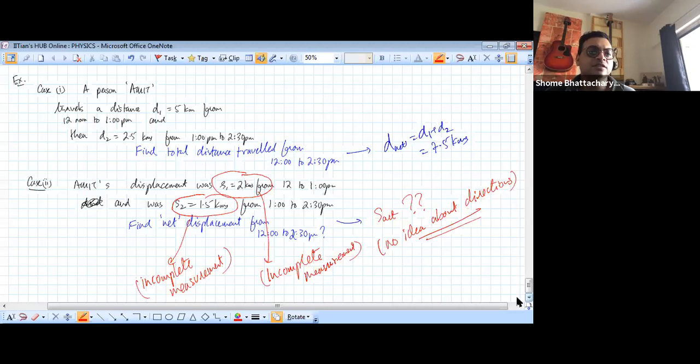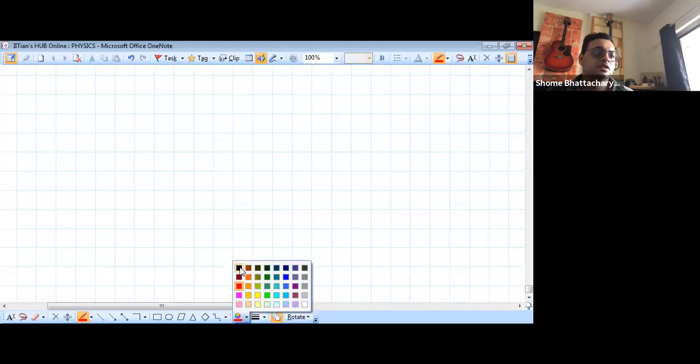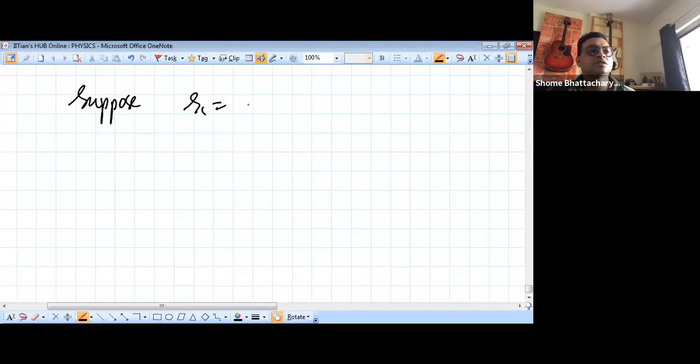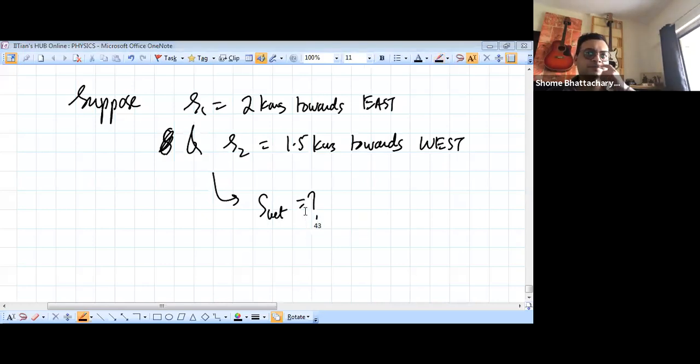Now suppose in the same question I had said that S1 was 2 kilometers towards east, okay, and S2 was 1.5 kilometers towards west. And now I ask you, what is the net displacement? Now what is the answer you get over here?